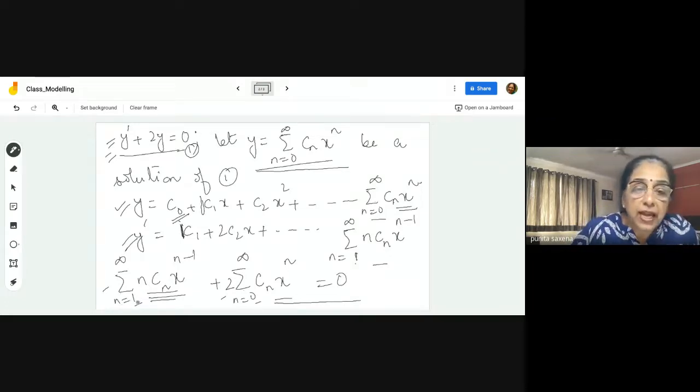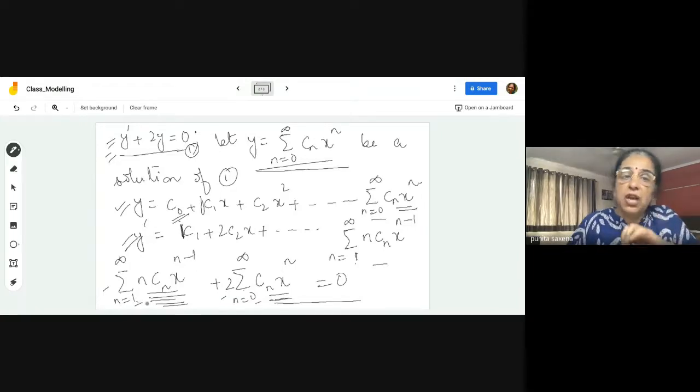See, if I am trying to express my summation starting from n equal to 0, that means I am trying to decrease the starting point by 1. Right now the starting point is 1, but in this case the starting point is 0. So if I want to change this to 0, I am decreasing the starting point by 1. Now when we decrease the starting point by 1, we have to increase the index.